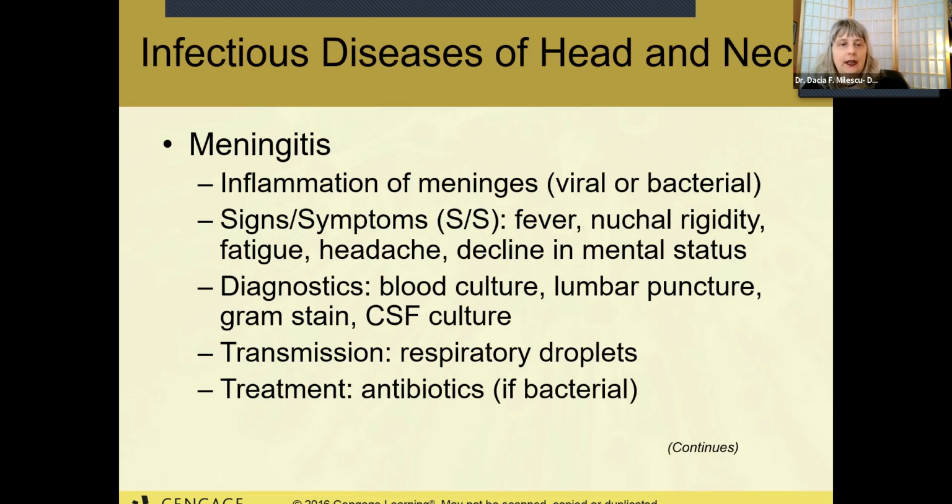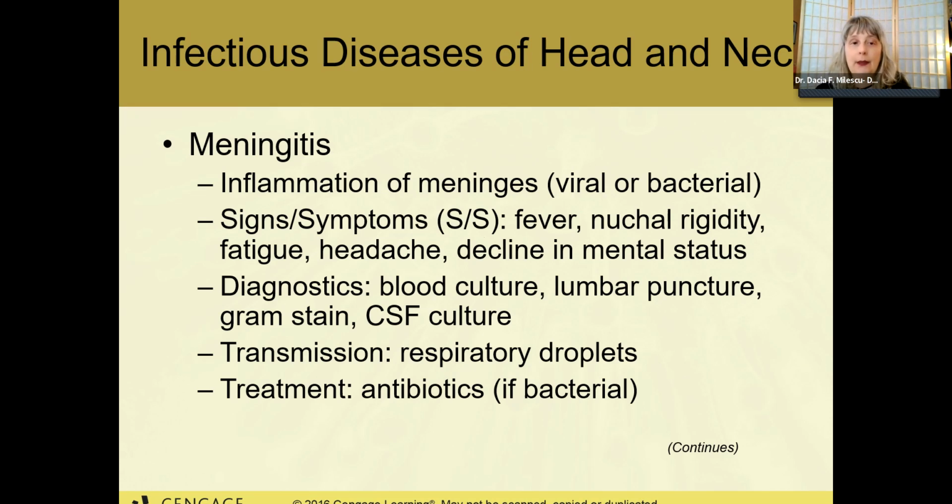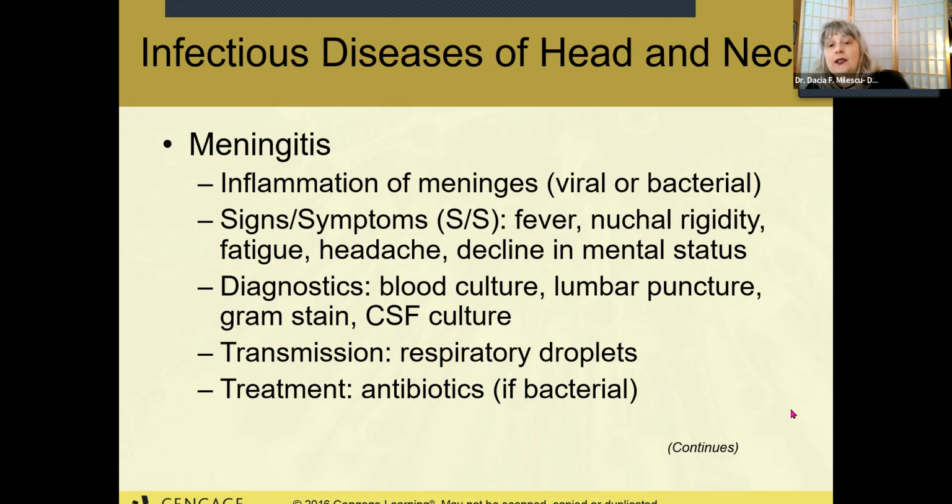So the first one is going to be an infection that everyone has heard of, and we have vaccinations for it. Now, everyone thinks that viral is probably more severe, but it's not. The bacterial meningitis has a higher morbidity and mortality. Signs and symptoms: fever, nuchal rigidity, which is your neck being stiff, fatigue, headache, declined mental status. Your diagnostic procedure would be, number one, you would start with a blood culture, but the go-to is lumbar puncture.